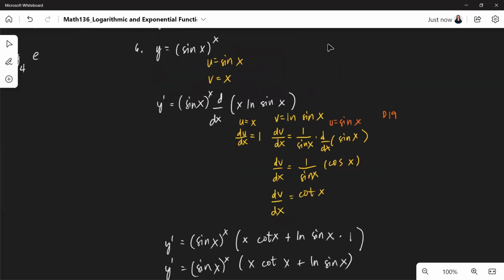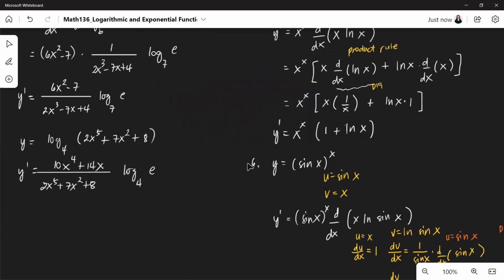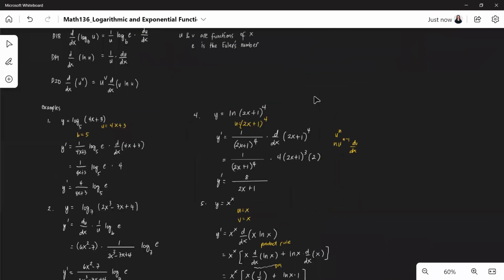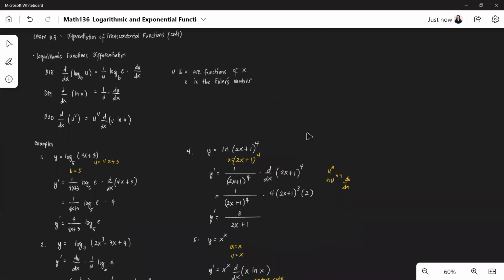So we are combining algebraic functions and transcendental functions. All right, so that's all about logarithmic functions differentiation. So next would be the exponential functions differentiation.